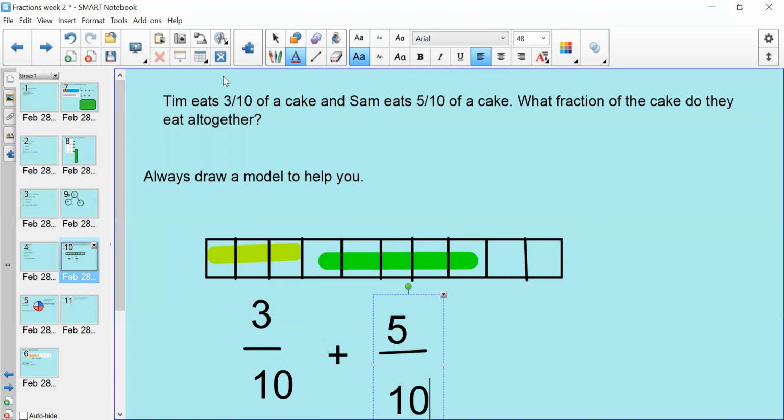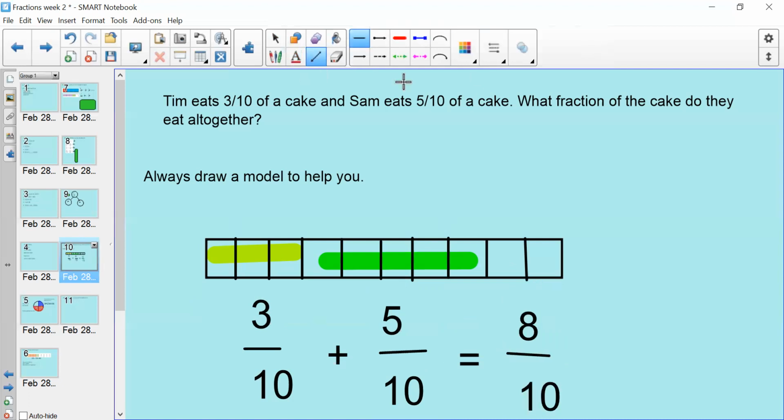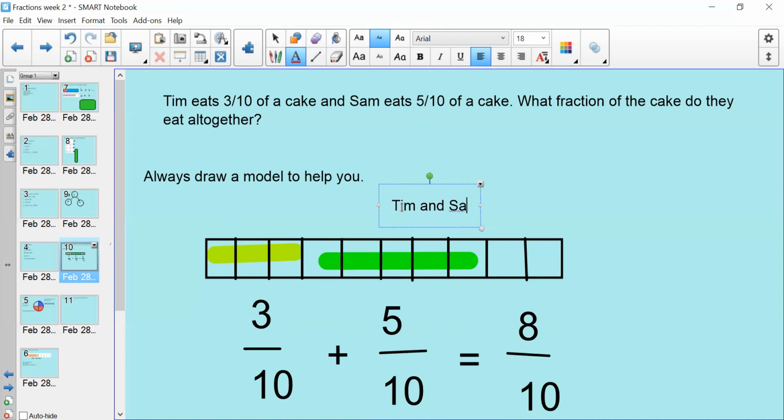And because we want to know how much they eat all together, we're going to add those fractions together. And at this stage, we don't have to worry about those two because those two parts of the cake were not eaten. We just want to know how much Tim and Sam ate all together. So we add 3/10 plus 5/10, which will be 8/10. Okay, and then of course, like every word problem, we need an answer sentence. So Tim and Sam ate 8/10 of the cake together.